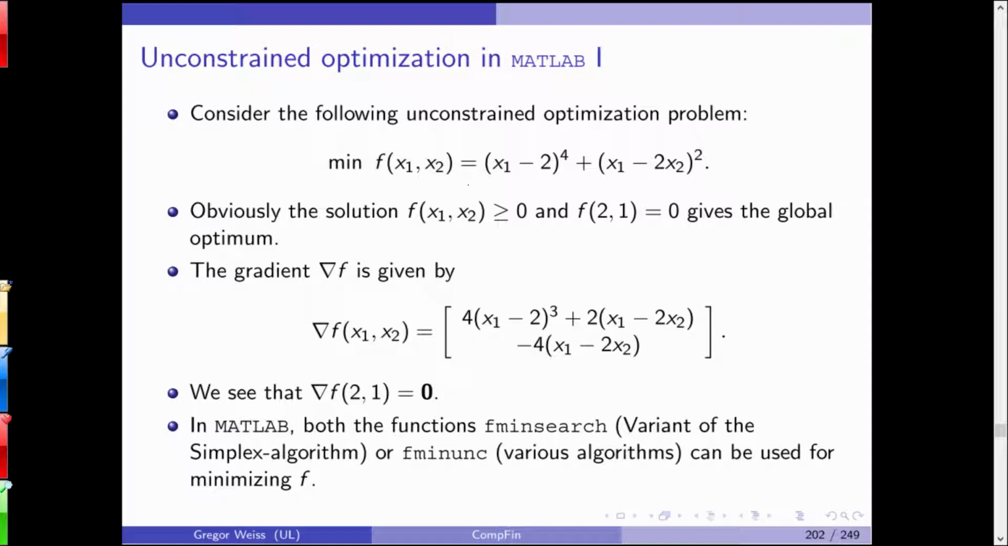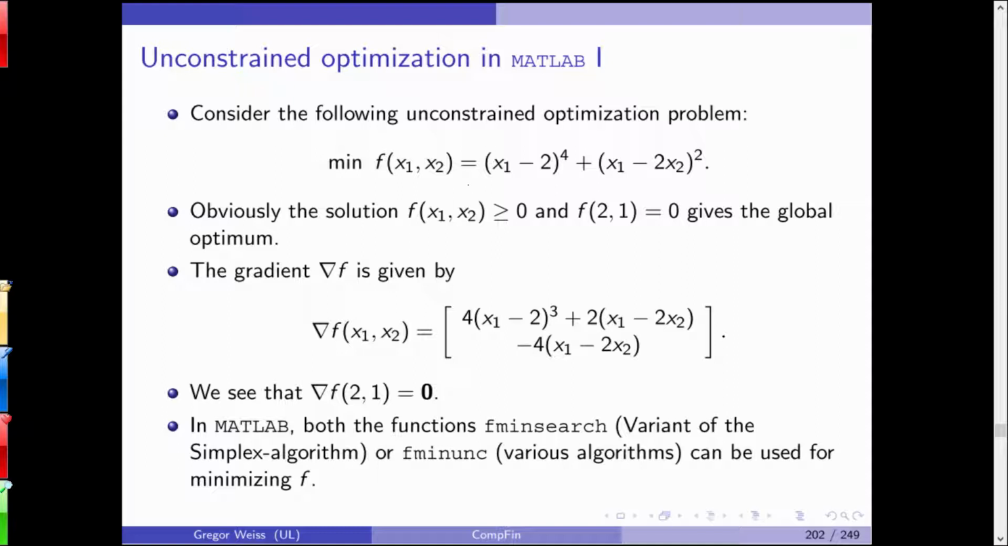And as you only have a squared term and a term that is given to the fourth power, this is strictly non-negative, and then of course f at 2, 1 gives the global optimum. The gradient, the vector of partial derivatives, is also calculated quite simply. We can see that at this point 2, 1, the gradient yields the 0 vector, and we can use both fminsearch and fminunc for minimizing f.